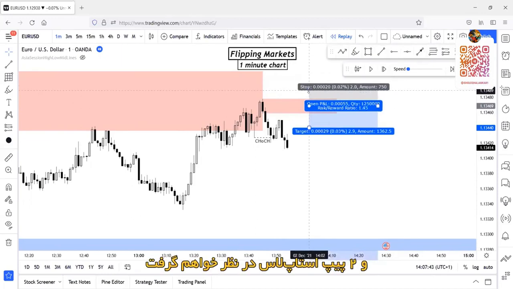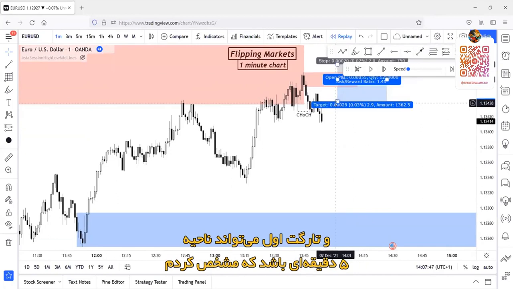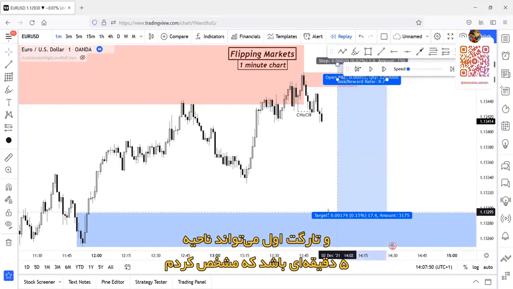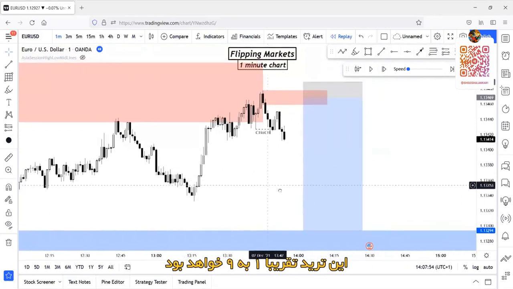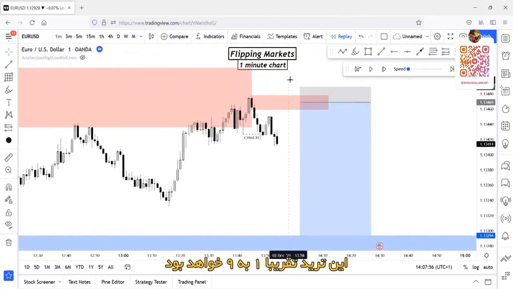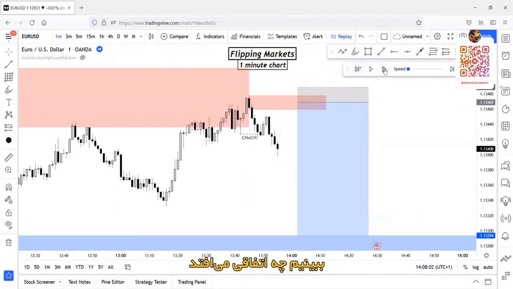And I will set a 2-point stop loss. And our first target could be the first 5-minute demand zone I just marked. So this trade will be 1 to 9, barely. So let's play price forward. Let's see what happens.